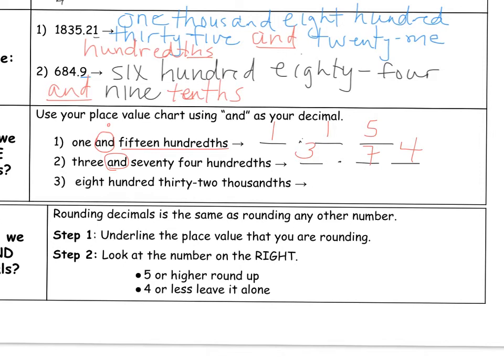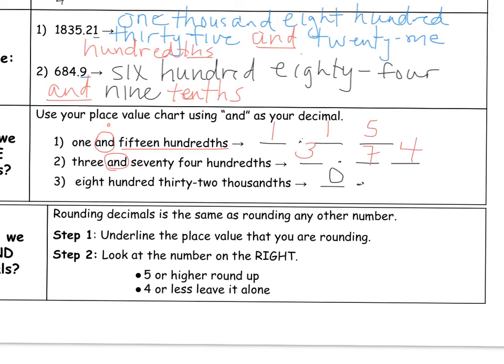Okay? Number 3, 832 thousandths. So I don't see an "and" in there. If I don't see an "and" written, that means I don't have a whole number to write. If I don't see an "and" in my words when writing decimals, that means there's no whole number. So that means it's a 0 in the whole number spot. There's no "and" written, so that means there's no whole number value.